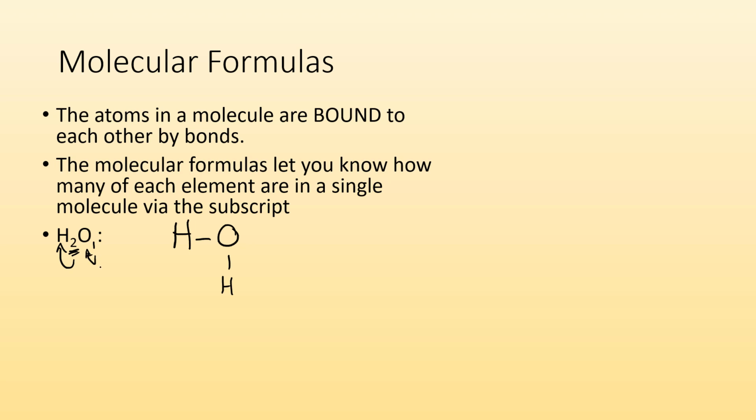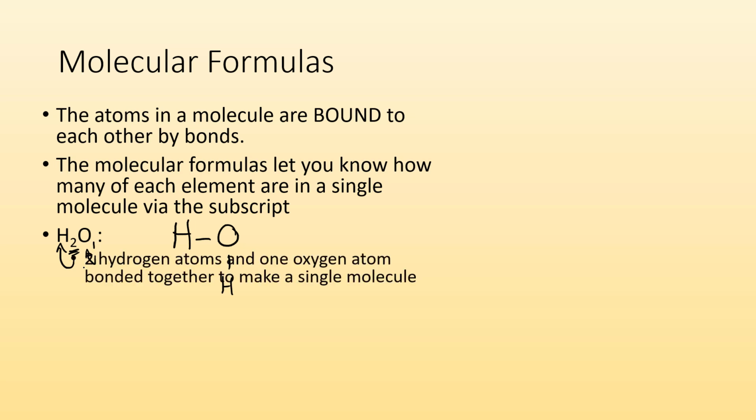How do you know it's a 1? Because if it was a 0, they wouldn't bother putting it, right? You could put all the elements that exist with a 0 next to them. Why are you going to bother doing that? So the 2 there is telling you that there are two hydrogens.